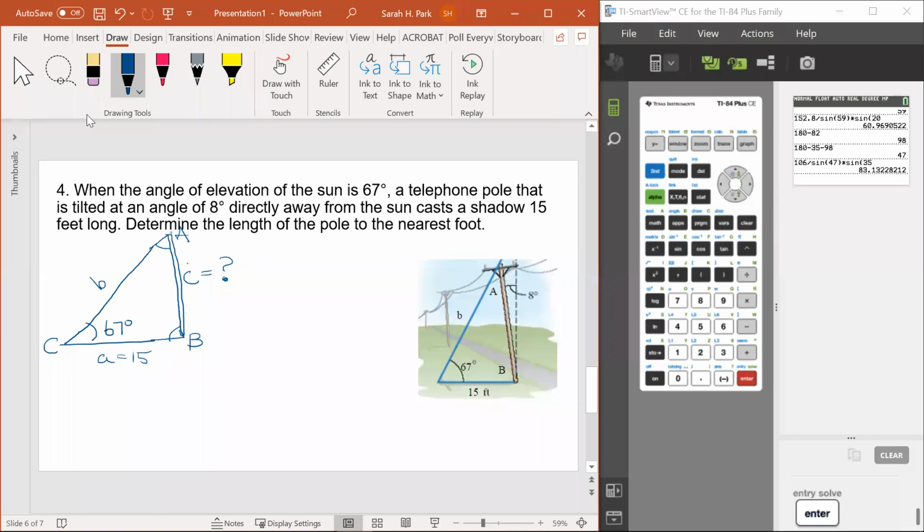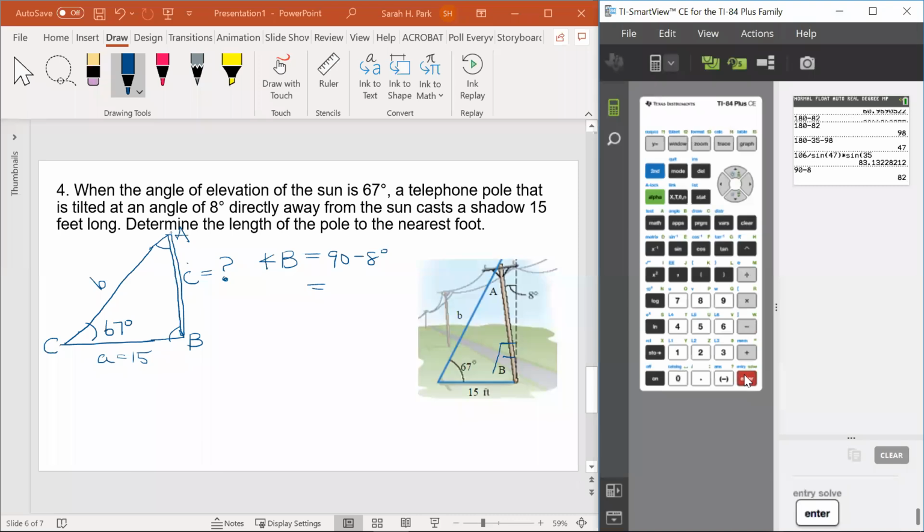Okay, so how we are going to find angle B is, you can see here, if I were to draw a right triangle here, this part is the right triangle. But because this is 8 degrees, what we have to do to find angle B is subtract the 8 degrees from the right triangle's 90 degrees. If we do 90 minus 8, we get 82 degrees. So angle B is 82 degrees.